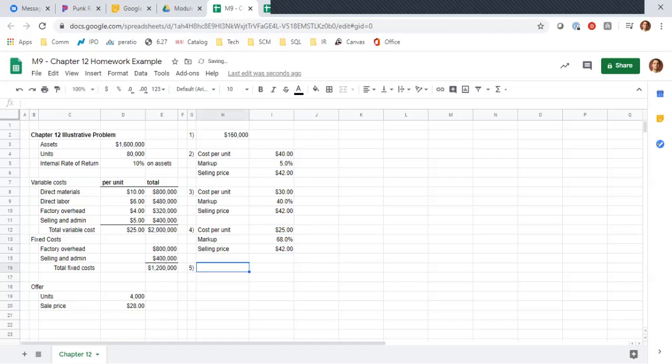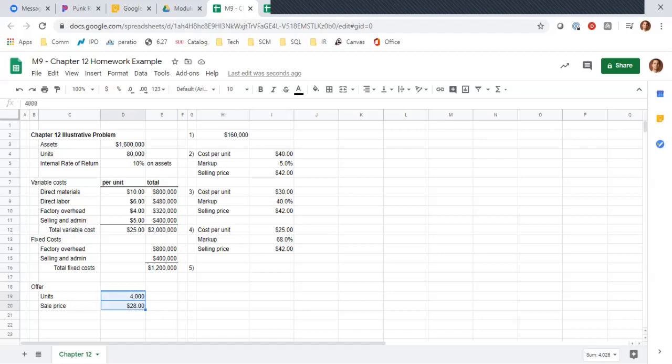All right, the last part of this problem is kind of a big one, so I'm going to read the question first. Prepare a differential analysis report of the proposed sale to Wong. Okay, so assume for the current year the selling price is $42. 60,000 have been produced and sold. Indicates 15,000 units are expected to be sold. I received an offer from Wong for 40,000 units at $28 each. Okay, and I put that offer in my problem here.